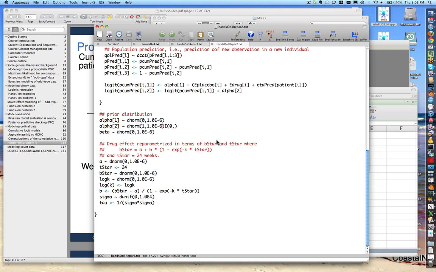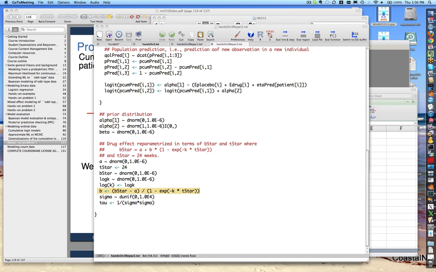Recall before I had this B star was the B times 1 minus e to the minus k T star. Well, now it's A plus B. So it's basically the entire drug effect component of the model. And the only thing I've added is this A term in here. So that's the part that changes as a result. The calculation of B is again slightly different because it involves A.